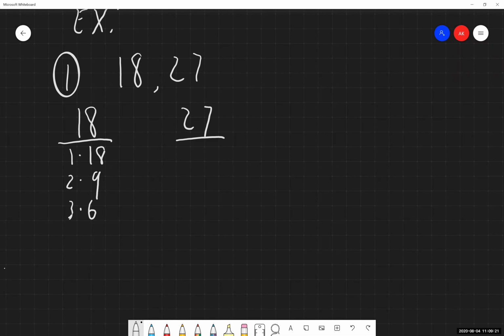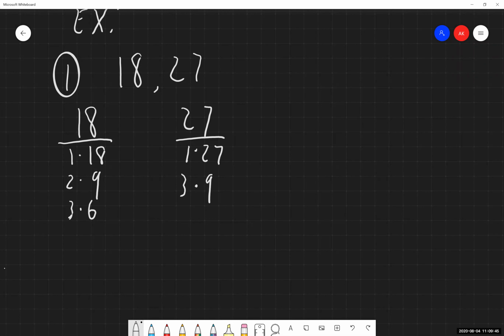Do the same thing with 27. Go 1 times 27. 2 doesn't work. I have 3 times 9. 4 doesn't work, 5 doesn't work, 6 doesn't work, 7 doesn't work, 8 doesn't, 9, and now I already have 9, so I'm done. So I've listed the factors of 18 in the left column. I've listed the factors of 27 in that right column that we have here.